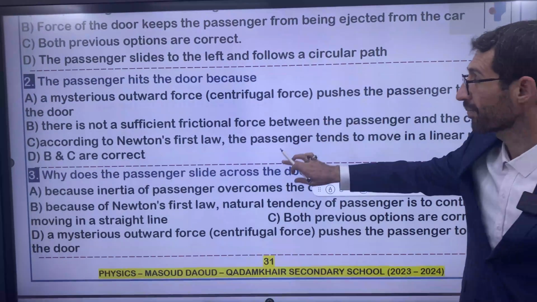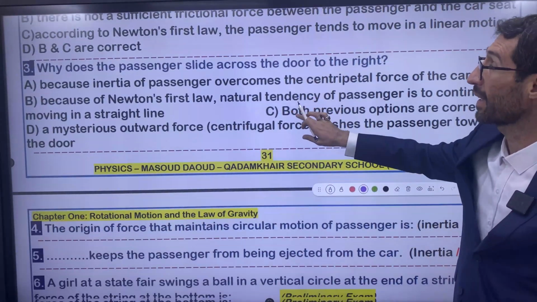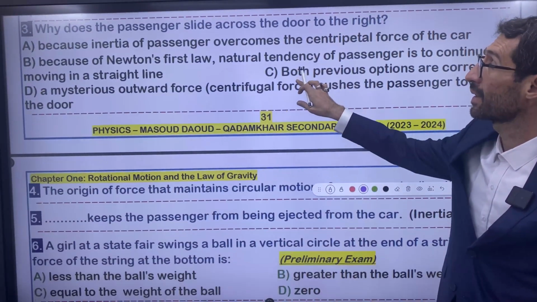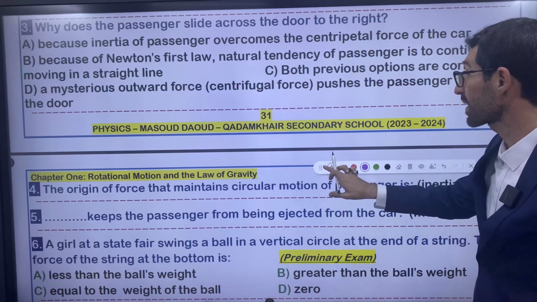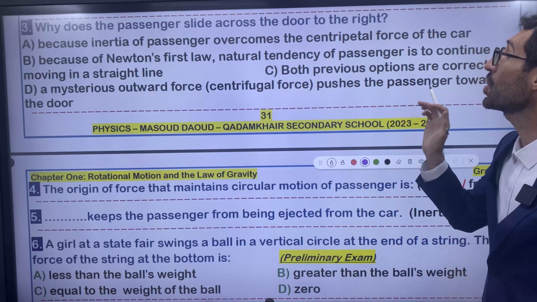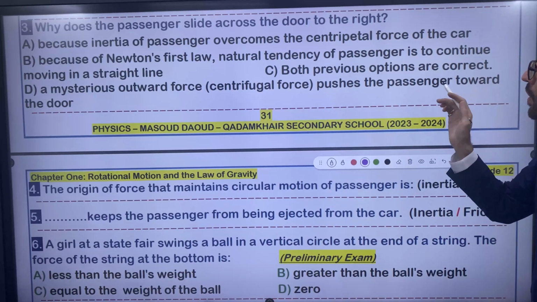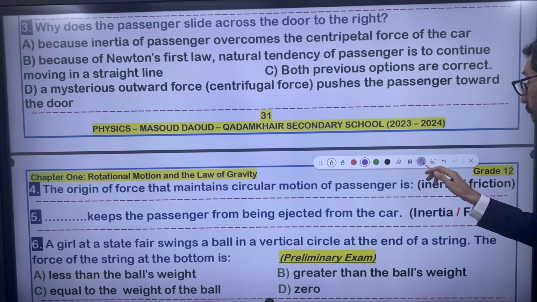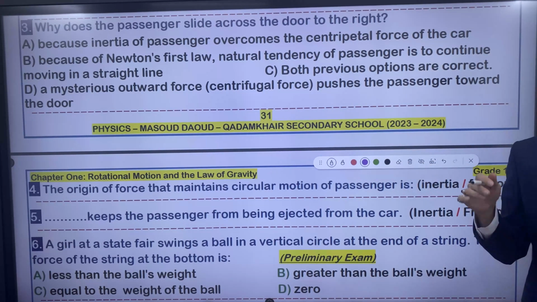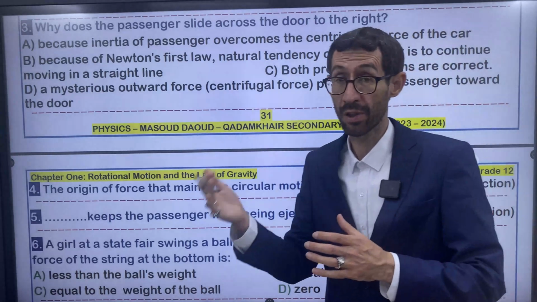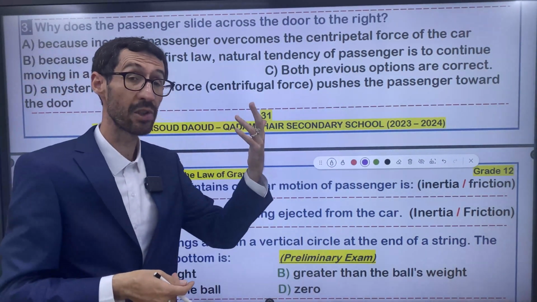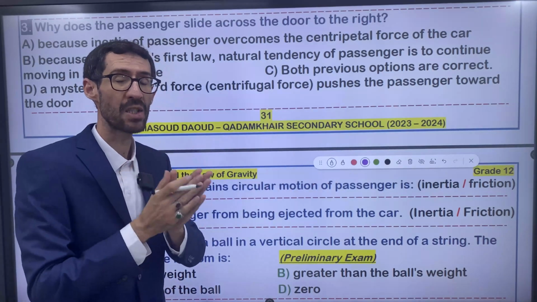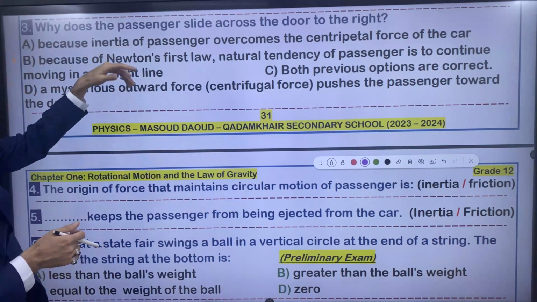Question number 3, it's about the phenomenon as well. Still, question number 5 is about the phenomenon. Question number 5, it says, why does the passenger slide across the door to the right? So we look for the reason of sliding the passenger to the right. Why doesn't it slide to the left? Why does the passenger slide to the right? Let me read the options for you.